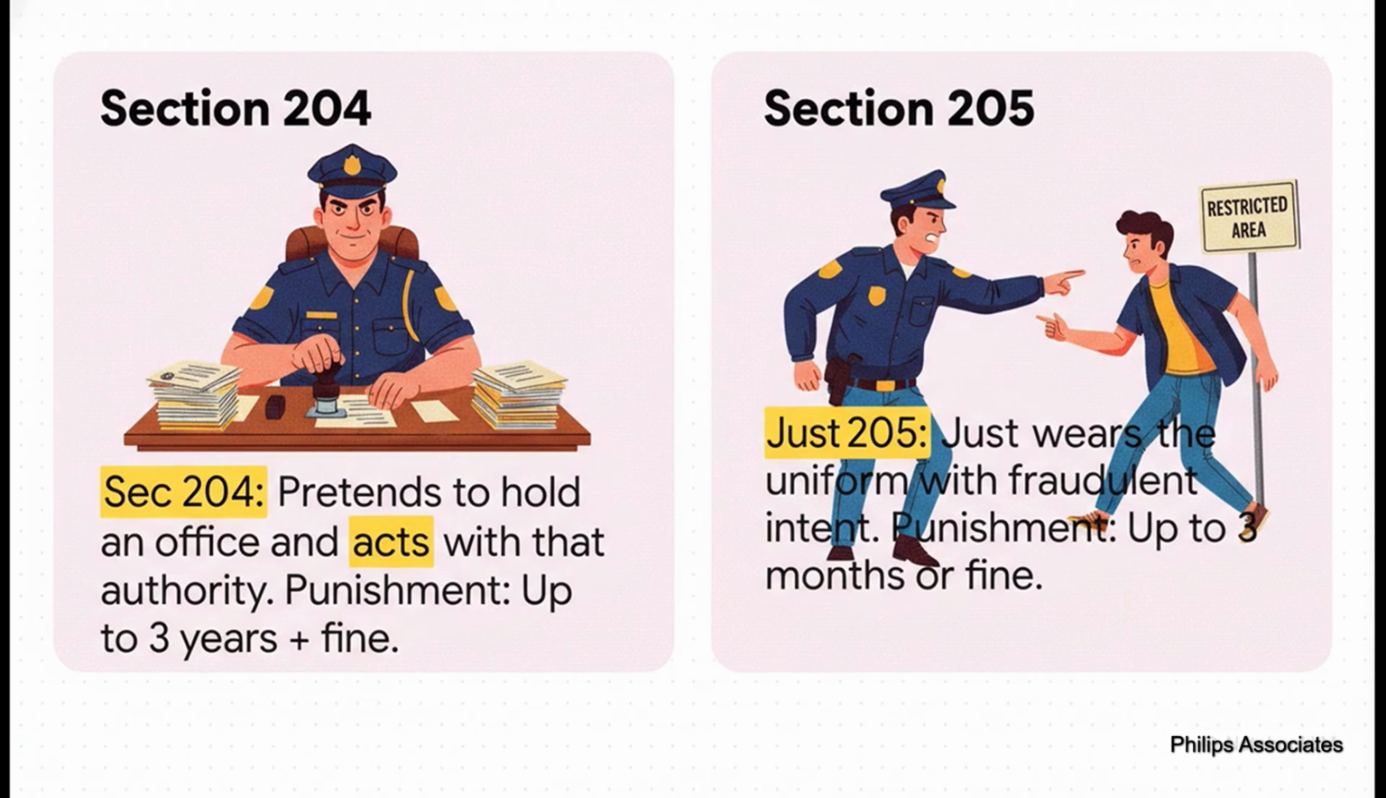And the law is actually pretty smart about this. It makes a clear distinction. Under Section 204, you have the more serious kind of fraud. Someone who not only pretends to hold an office, but actually tries to do official things. But then there's Section 205, which is a bit simpler. That's for someone who just puts on the uniform or carries some kind of official token with the intent to deceive someone, maybe to intimidate them or get access to a place they shouldn't be. Two different kinds of fake.